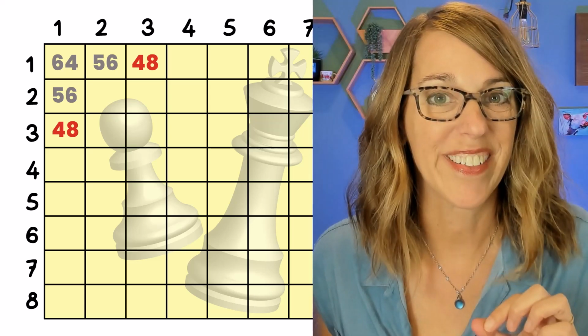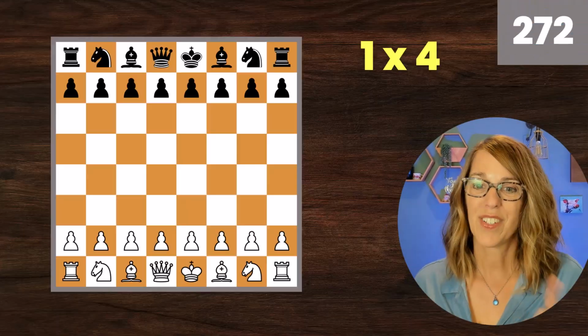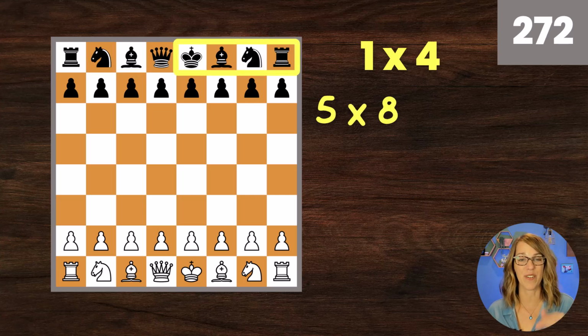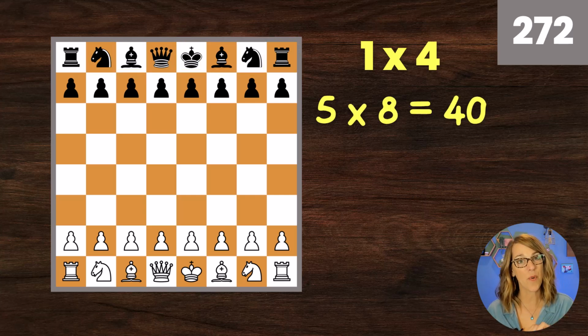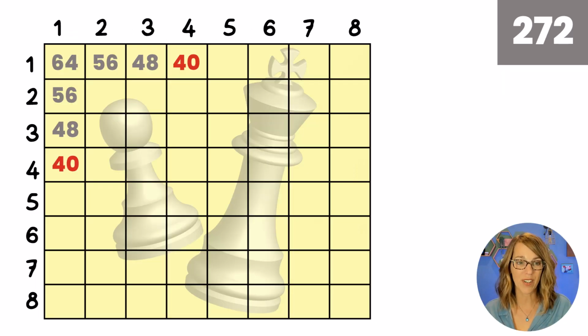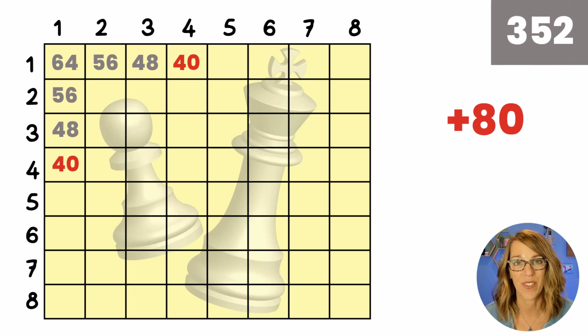Do you see a pattern? Let's do one more just to make sure that we're on the right track. So for those 1x4s, I can fit 5 across, and of course 8 rows going down gives me 40. The 4x1s give me another 40. Putting those in our grid, I've got 80 now for a total of 352.